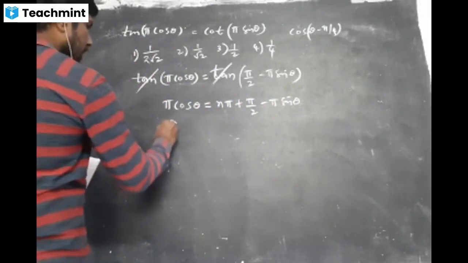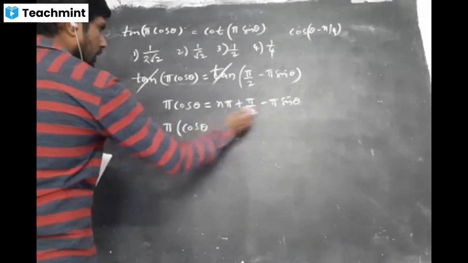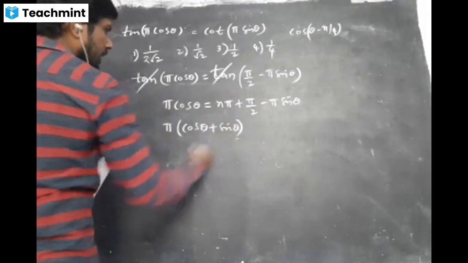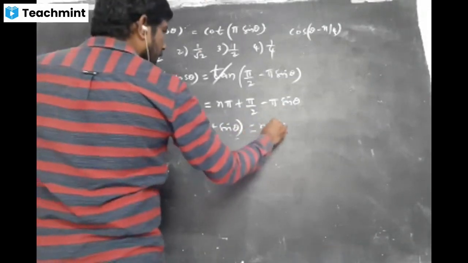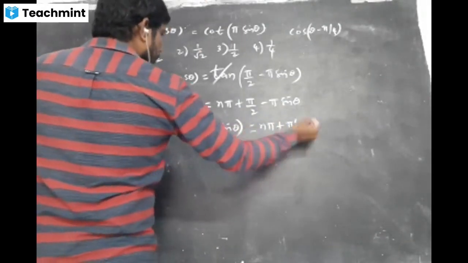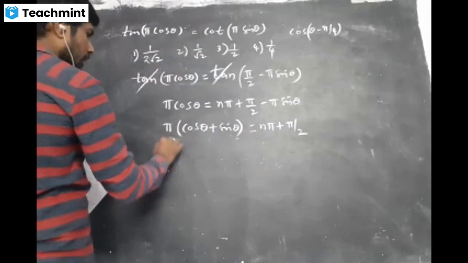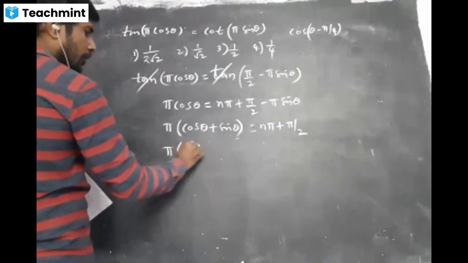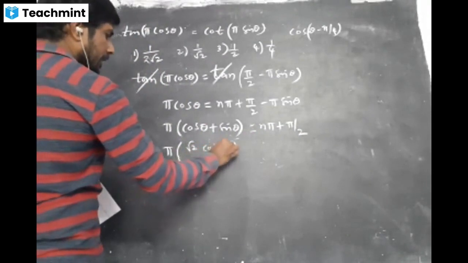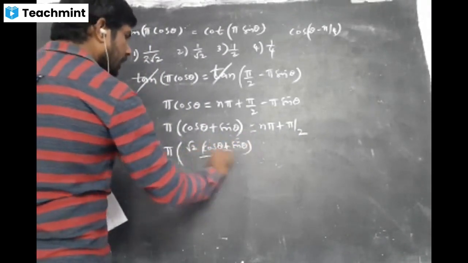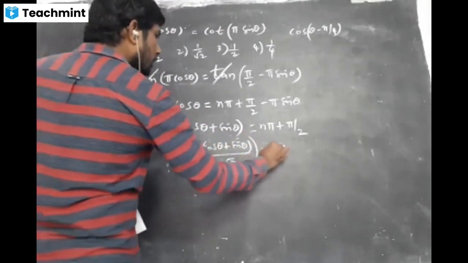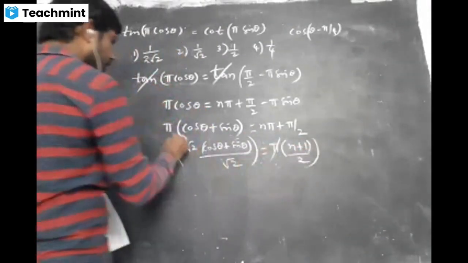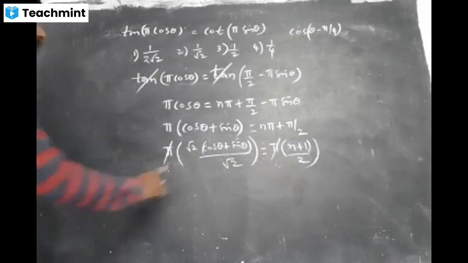So here pi cos theta, this one comes this side, plus pi sin theta. Pi is common. Cos theta plus sin theta is equal to n pi plus pi by 2. So here multiply and divide with root 2: root 2 times (cos theta plus sin theta by root 2) is equal to pi common, (n plus 1 by 2). So pi becomes cancelled.